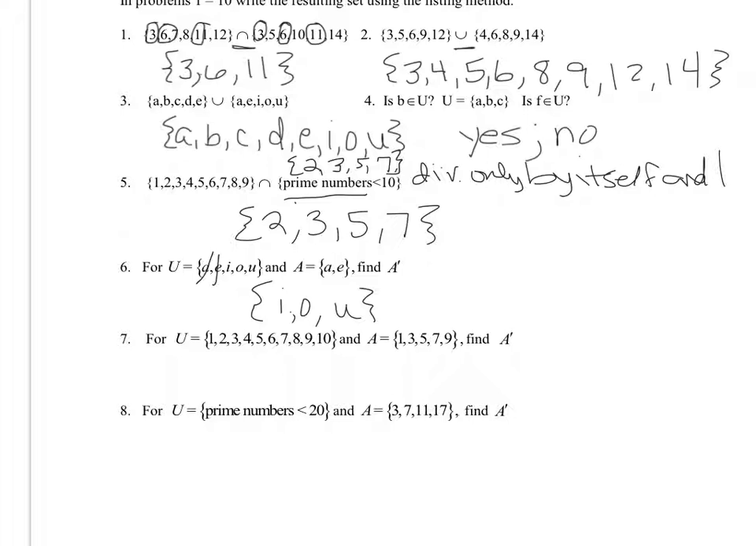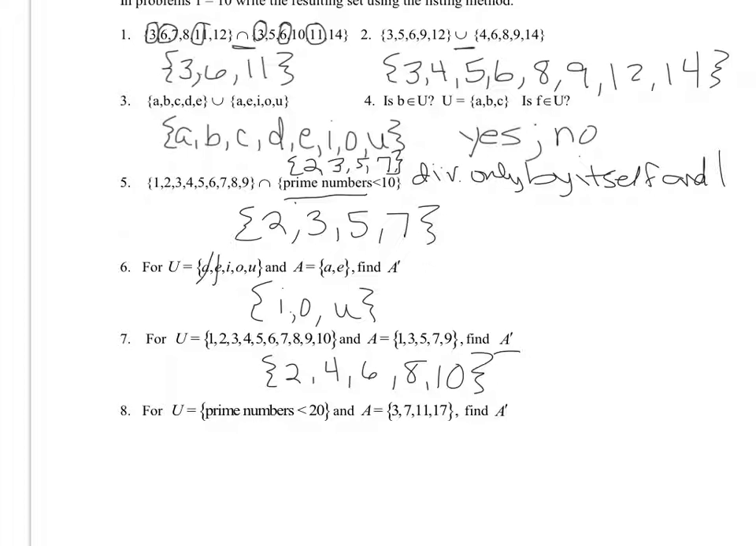Now in 7, we've got a set of numbers. We're told A is 1, 3, 5, 7, 9, or in other words, the odd numbers that are less than 10. We want to find the complement of A, all of the numbers that are in the first set that are not in A. Well, that's going to be my even numbers. So 2, 4, 6, 8, and 10.